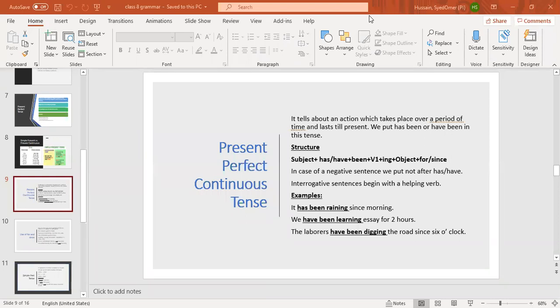Number 5. They have been living here since 2001. Very good. Correct. Number 6. Mrs. Rashid has been teaching for 2 hours now. Good. Number 7. The government has been working hard to tackle terrorism. Good. Number 8. We have been trying to solve this problem since yesterday. Okay. Good, beta.